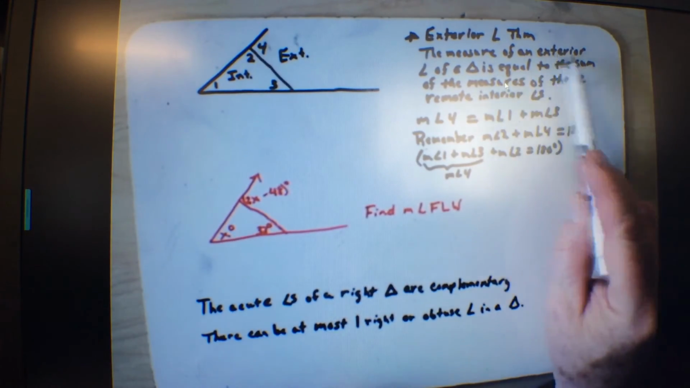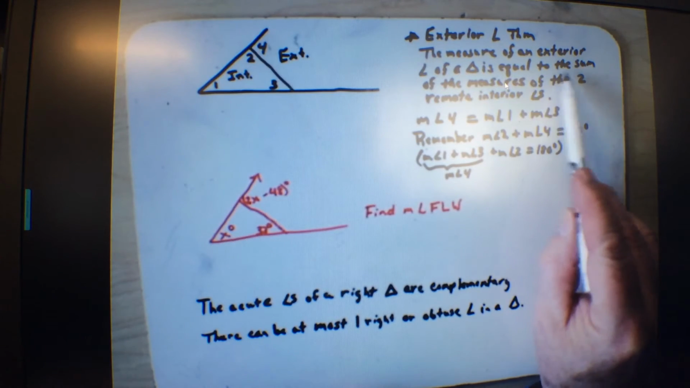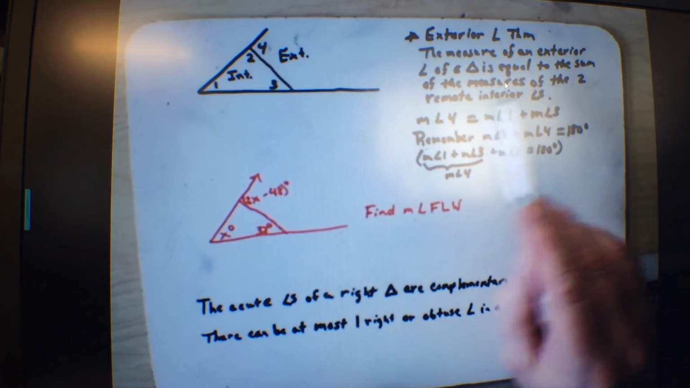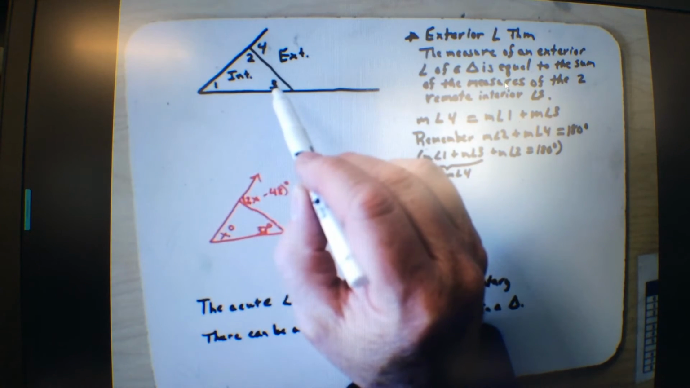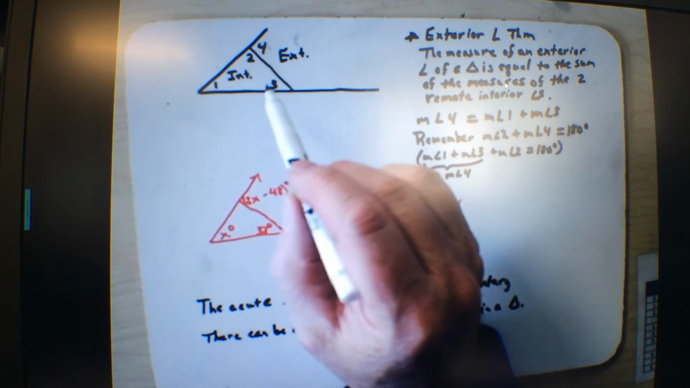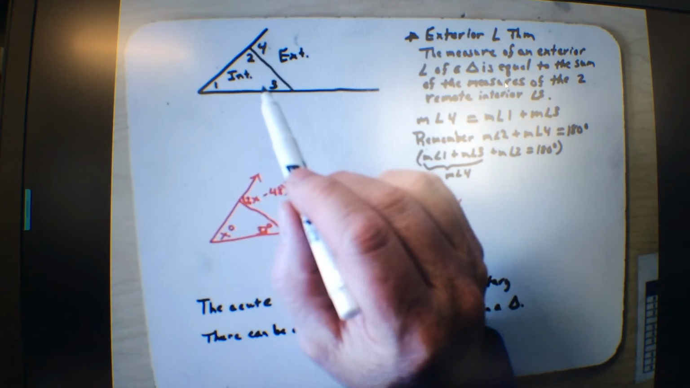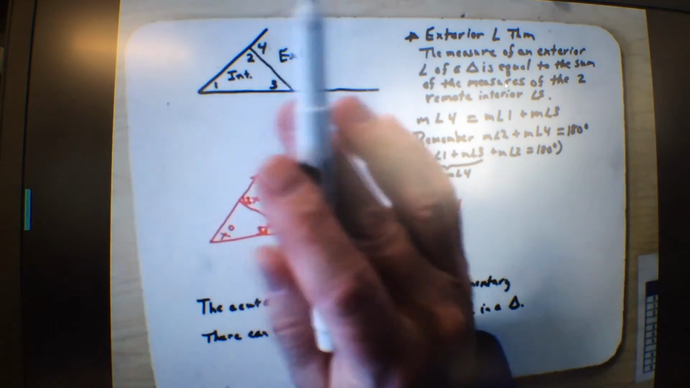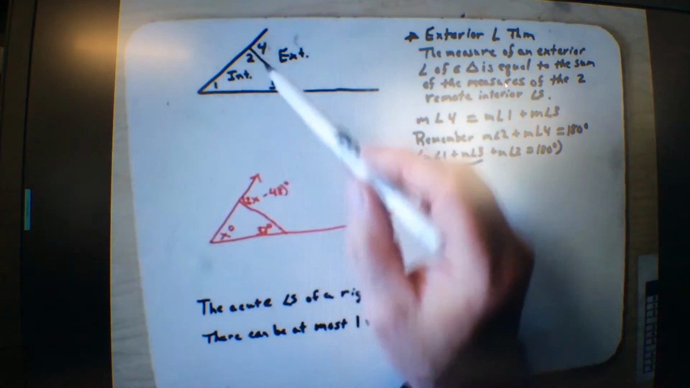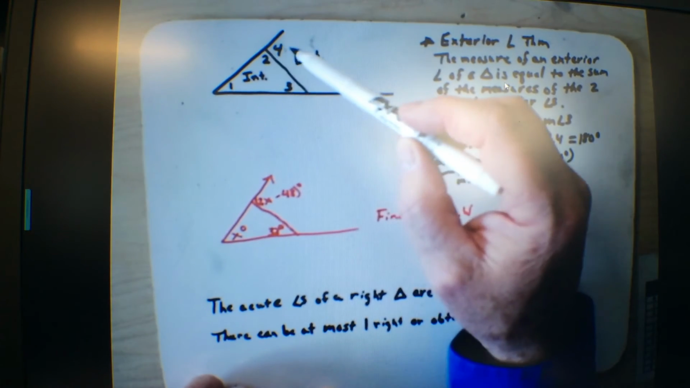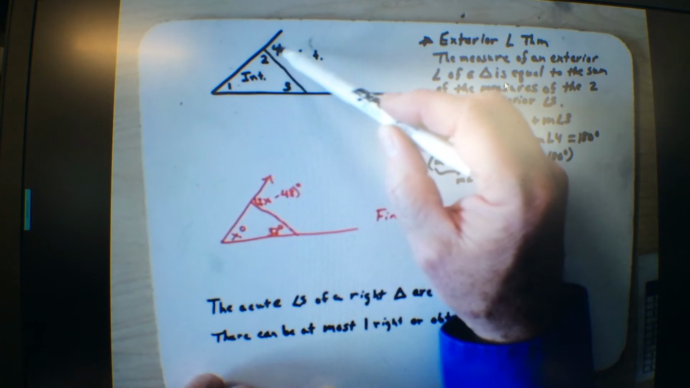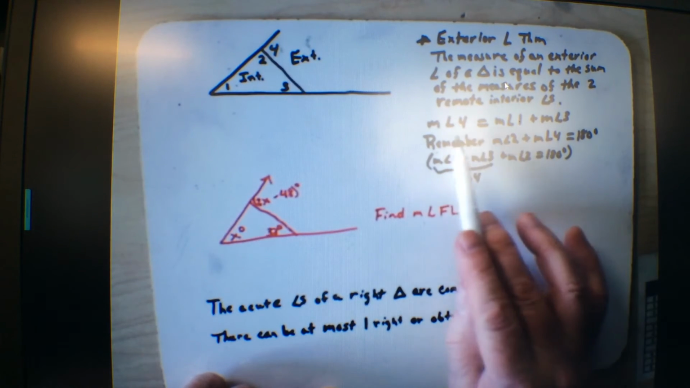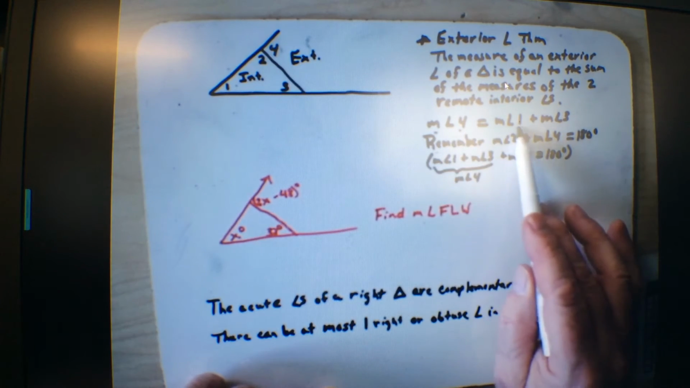And it says the measure of an exterior angle of a triangle is equal to the sum of the measures of the 2 remote interior angles. 1 and 3 are called remote interior. Do you know what the word remote means? If you go to a remote island, there's nobody there. It means away. So 4 is an exterior angle for these 2 remote interior angles. In other words, if I add 1 plus 3, I get 4. Do you understand that? So the measure of 4 equals the measure of 1 plus 3.